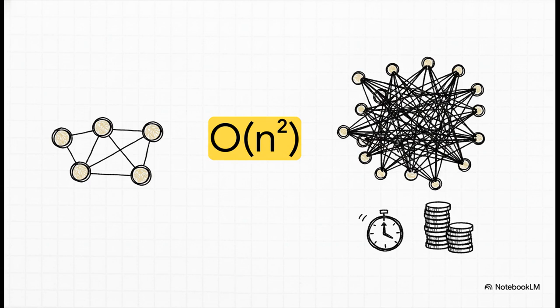But, of course, that incredible power comes with a pretty steep price tag. The complexity grows quadratically. What does that mean? It means if you double the length of your text, the amount of computation you need doesn't double, it quadruples. For long documents or articles, this just becomes impossibly slow and wildly expensive. It was a massive bottleneck.